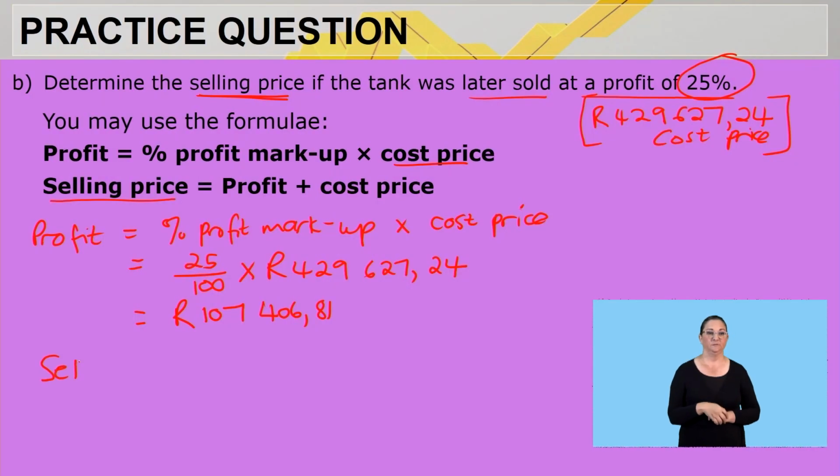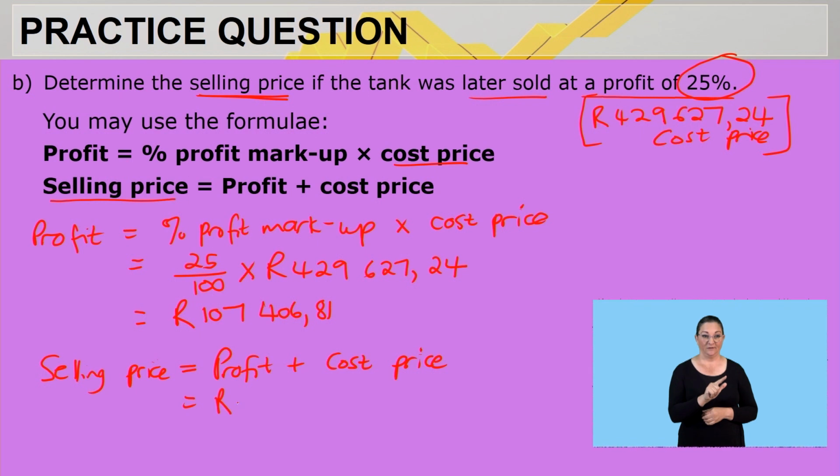Okay, so I'll start again with my formula. Selling price equals your profit plus your cost price. There's our formula. Step number 2, I'll substitute my values. What is my profit? There, profit is 107,000. Let me just write that so that it's nice and visible: 107,406 rand and 81 cents plus my cost price. There's my cost price: it's 429,627 rand and 24 cents.